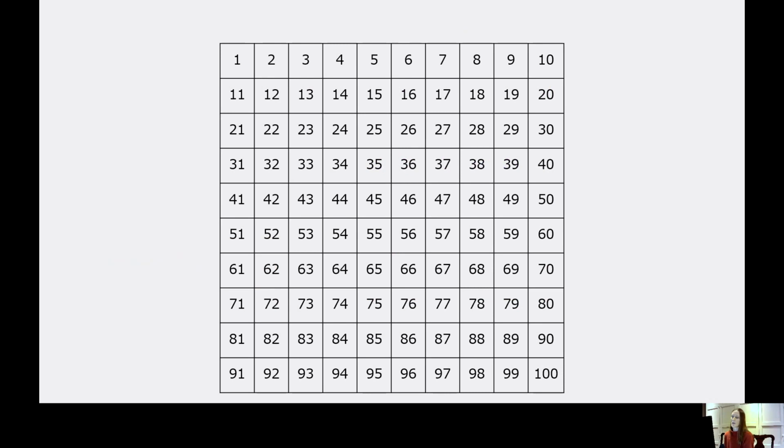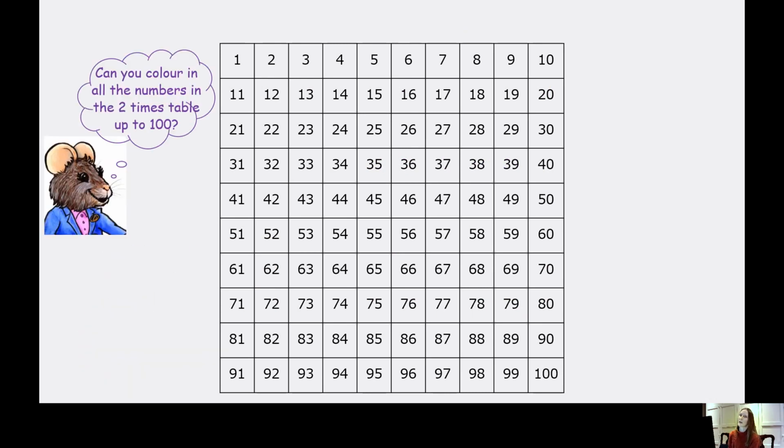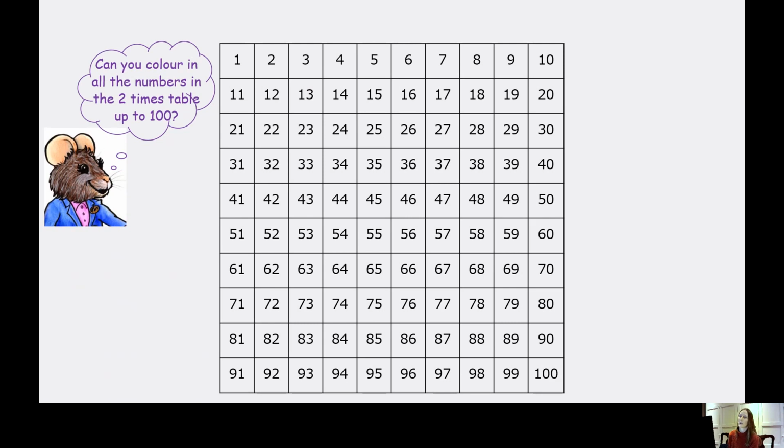Okay, so I've got a little bit of a challenge for you, or rather I think Maureen might have a challenge. So let's have a look. Can you colour in all the numbers in the 2 times table up to 100? So what we're doing here, we're thinking about counting in twos. We know the first number in the 2 times table is 2. If we count on 2 more, we'll get to 4, 2 more, 6, 2 more, 8, 2 more takes us to 10, 2 more takes us to 12. And what I want to know is, can you colour in all the numbers right the way up to 100 that happen to be in the 2 times table?